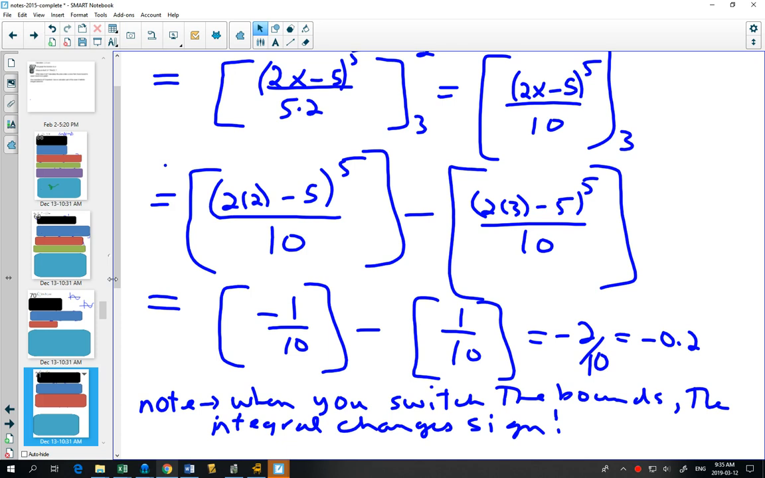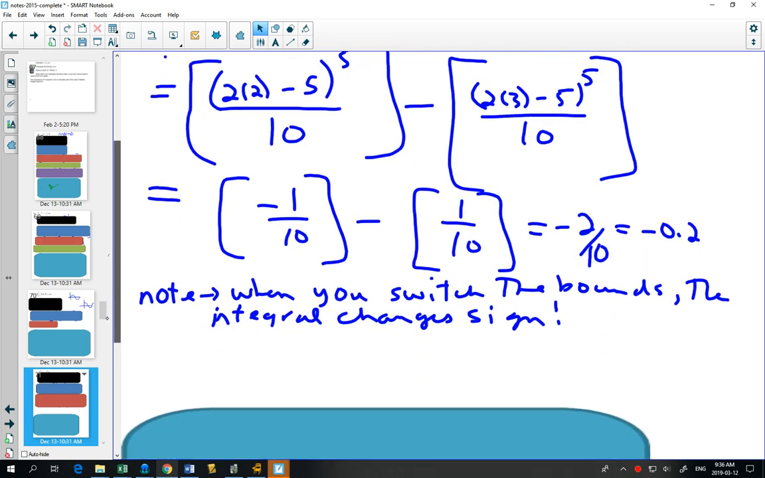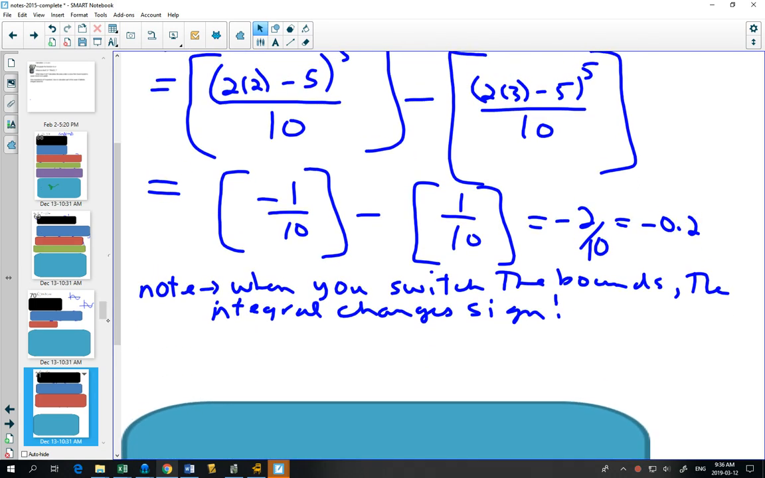So an interesting note that you can write at the end of this one, and I know that you're probably still quite far behind because I'm going fast. But if we wanted to find the area under the curve from 2 to 3, you would get 2/10. And when you switch it to go from 3 to 2, you get the same answer, just the negative value. I'll let you catch up.